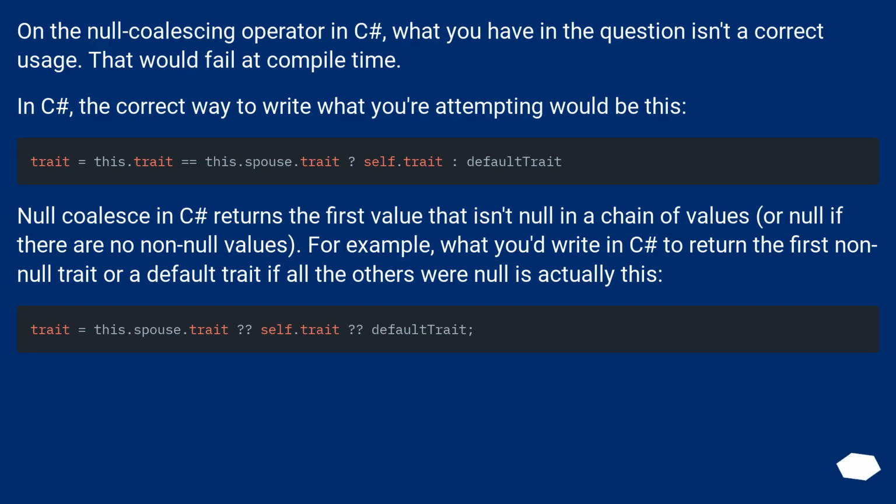On the null coalescing operator in C#, what you have in the question isn't a correct usage. That would fail at compile time. In C#, the correct way to write what you're attempting would be this.